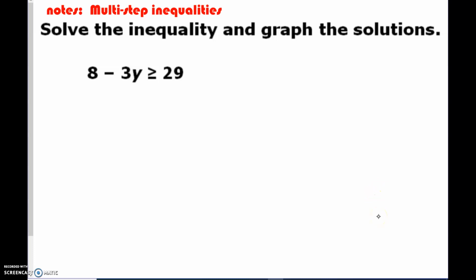So we are continuing our unit with inequalities, and today what we're going to do are two-step or multi-step inequalities. So all the rules still apply with your order of operations, and remember, if you divide or multiply by a negative, you need to flip your inequality sign. All right, so here is your first example.